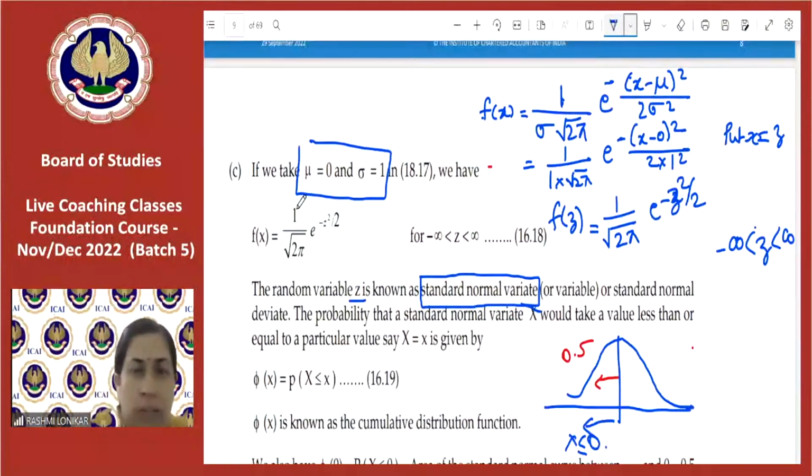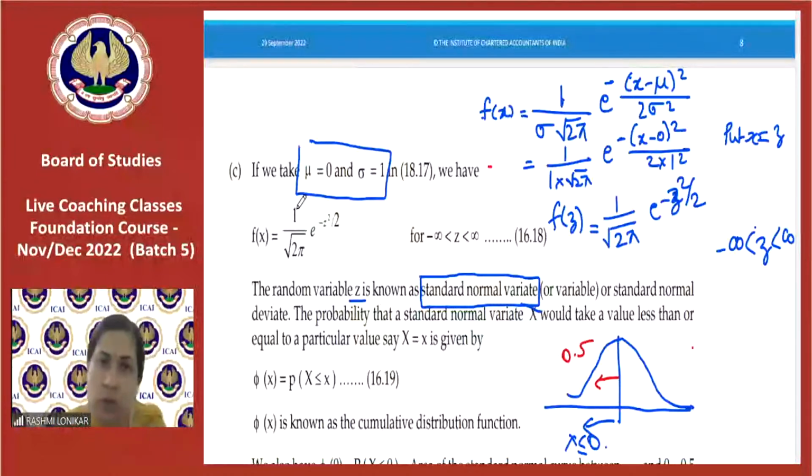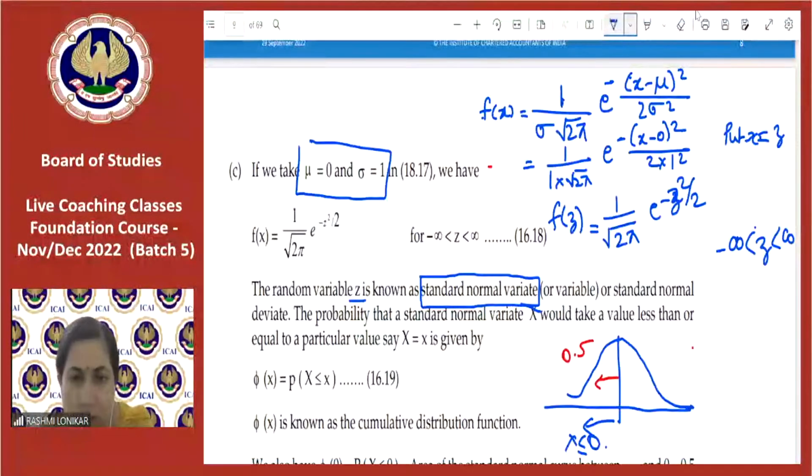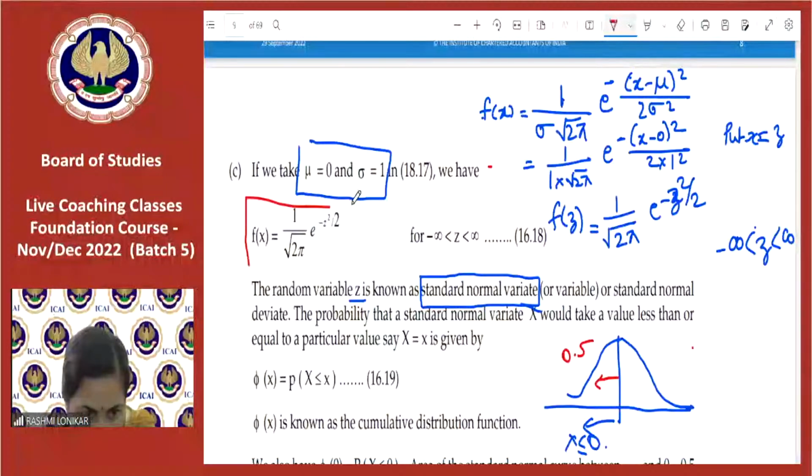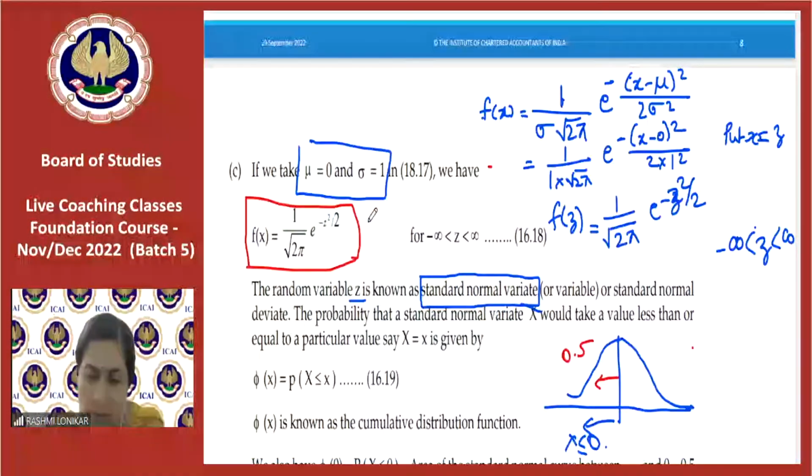Then this is what we are using a lot. When we put mu is equal to 0 and sigma is equal to 1, the random variable z will be called a standard normal variate. We substituted and got this formula. What does the formula say? f(z) is equal to 1 upon square root of 2 pi e raised to minus z square upon 2.